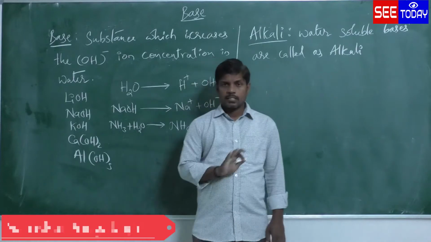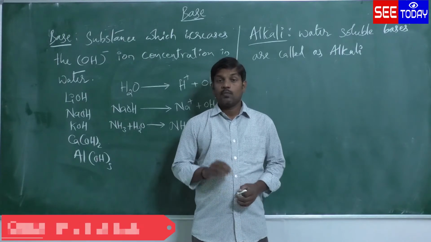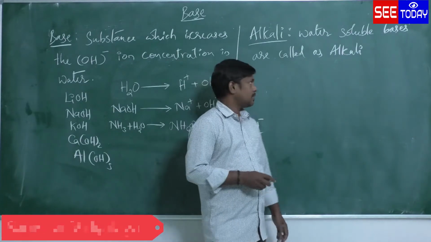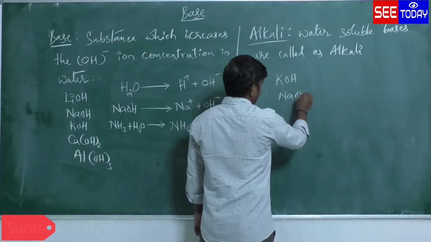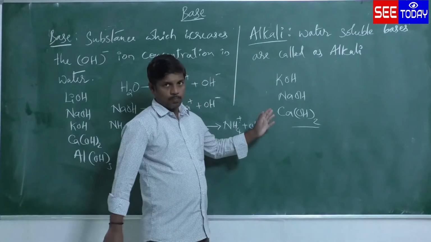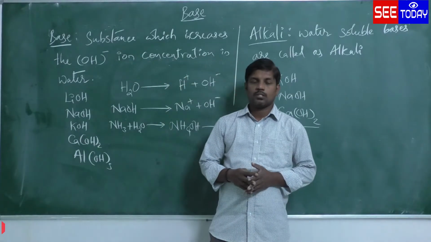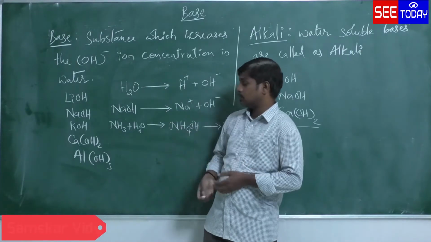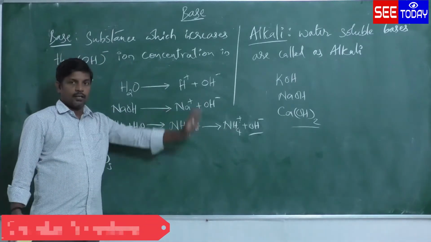All bases cannot dissolve in water. Only a few bases will dissolve in water. Those bases we call alkalis. The best examples of alkalis are KOH, NaOH, and Ca(OH)2. These are water soluble, so these are called alkalis. So alkalis are the bases which dissolve in water, right? They increase the concentration of hydroxide ion.